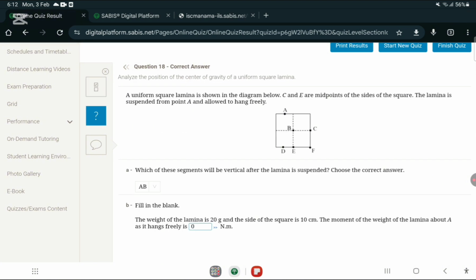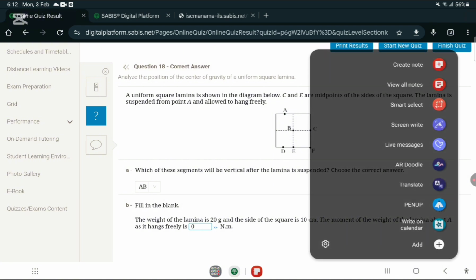Okay, a uniform square lamina is shown in the diagram below. C and E are midpoints of the sides of the square. The lamina is suspended from point A and allowed to hang freely. Which one of these segments will be vertical after the lamina is suspended? Okay, so it's going to be suspended around point A. Let's draw it.